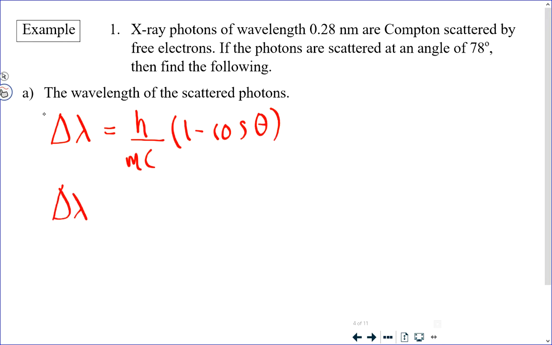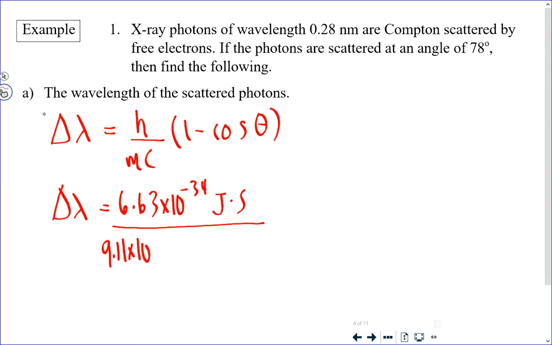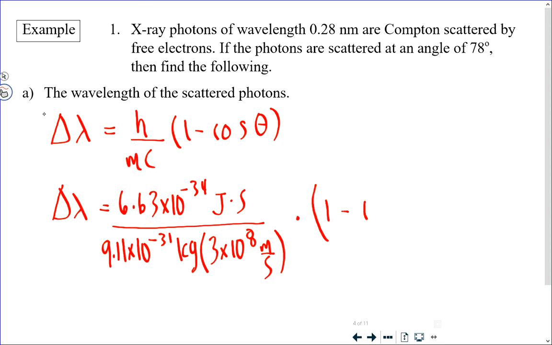So the change in the wavelength will be equal to Planck's constant. We have to use standard units here. Over the mass of the electron, 9.11 multiplied by 10 to the negative 31 kilograms, multiplied by the speed of light, 3 multiplied by 10 to the 8 meters per second. And then we have to multiply that by 1 minus cosine of the angle that the photon is scattered at.